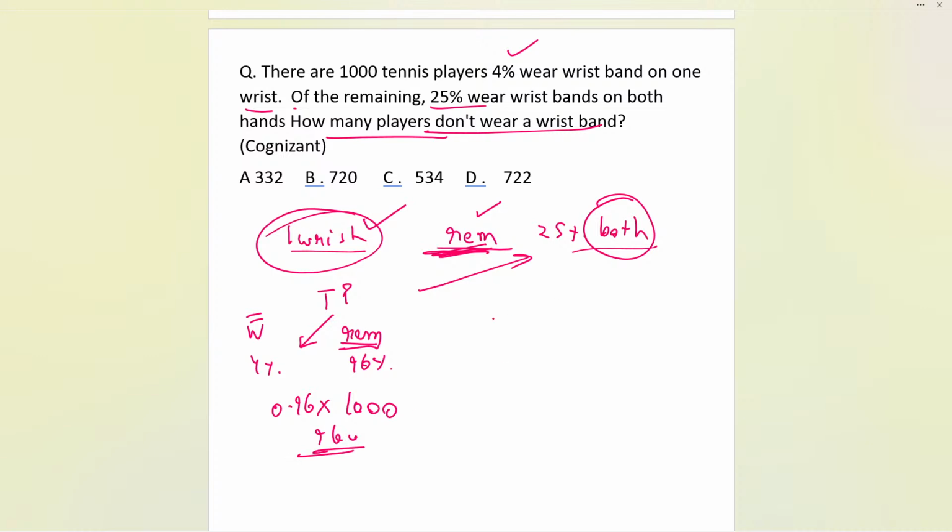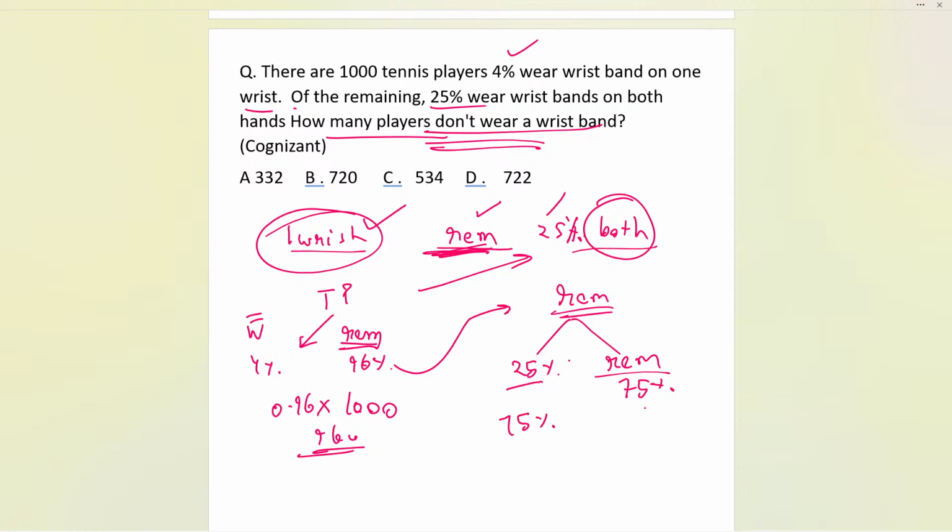Next, let us write the remaining. I'll be taking two different points. 25% is the people that wear the wristband on both hands. I need those who don't, so again I need the remaining part, that is 75%, 100 minus 25. So 75% of the remaining, and the remaining is 960. So now 75% of 960. But let me tell you, 25% I already told you is 1 by 4.